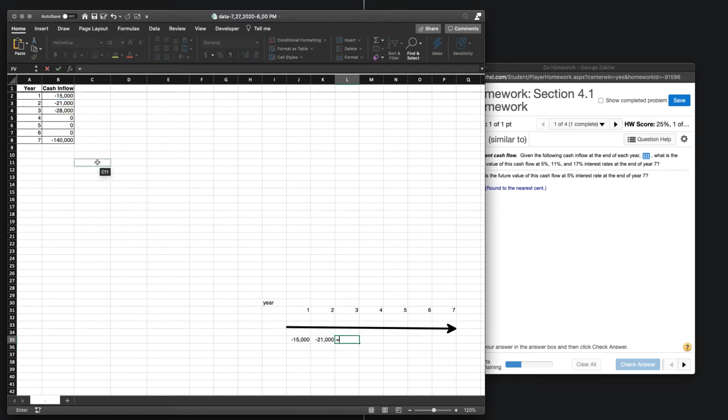Year 2, 21,000. And 28 in year 3. Notice in year 4 and 5 and 6, we're not putting in any money. And finally in year 7, we're going to put in 140,000. Ultimately we're trying to figure out what's the value of all this money here in year 7, the future value in year 7.